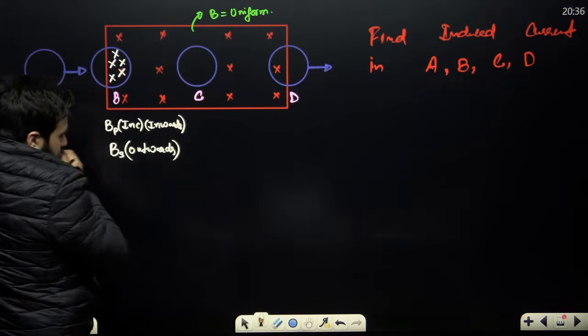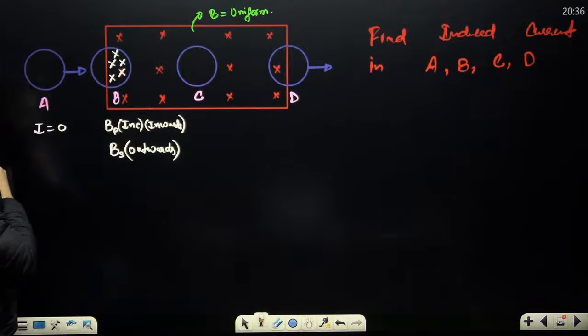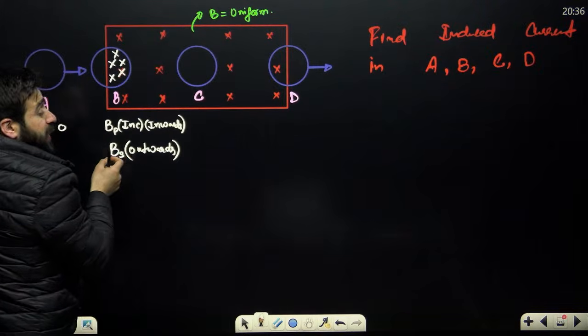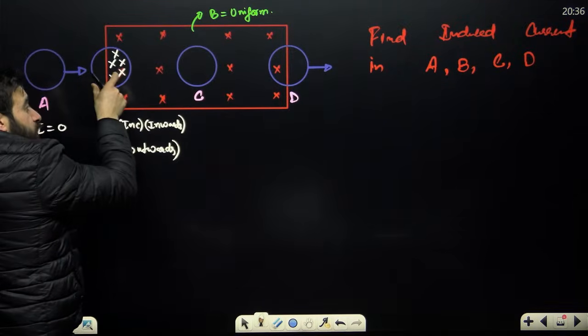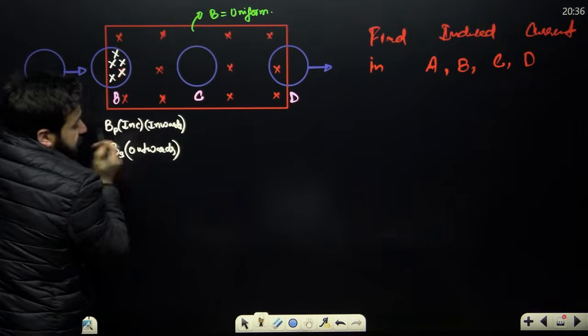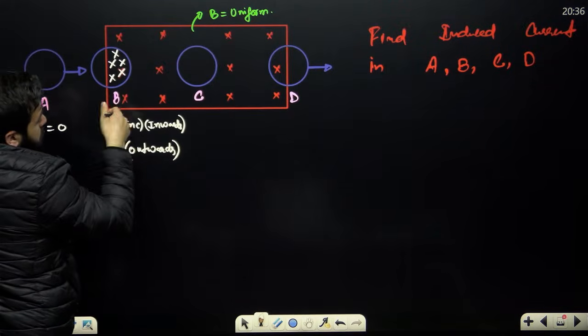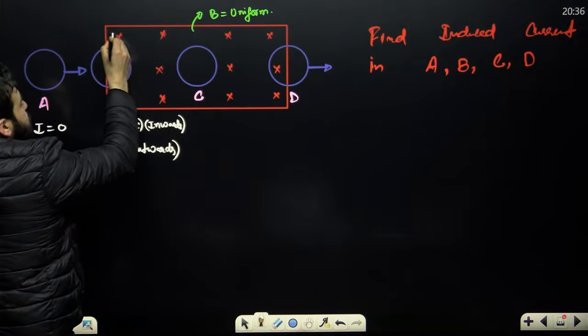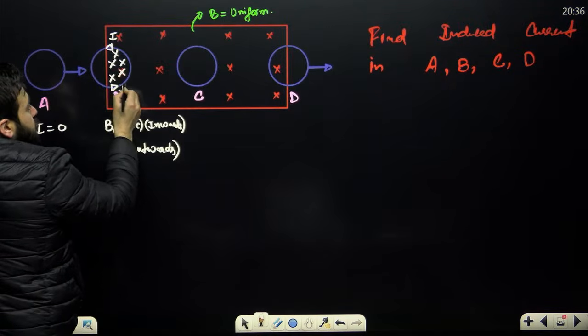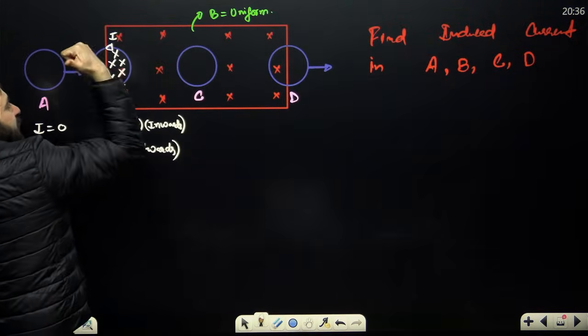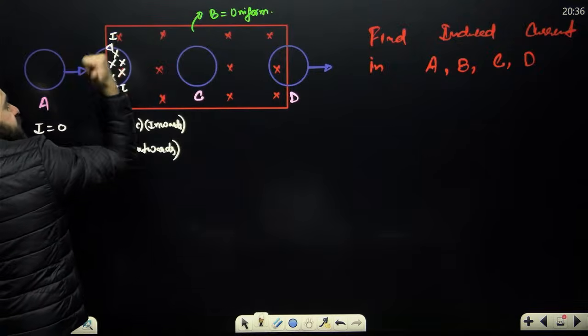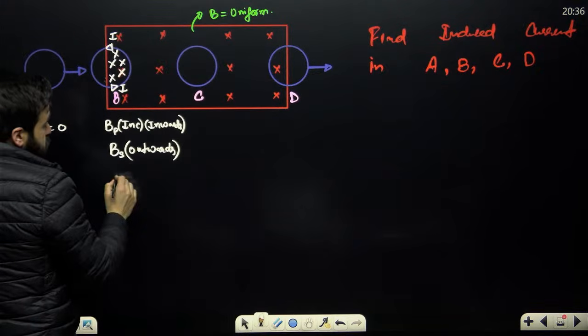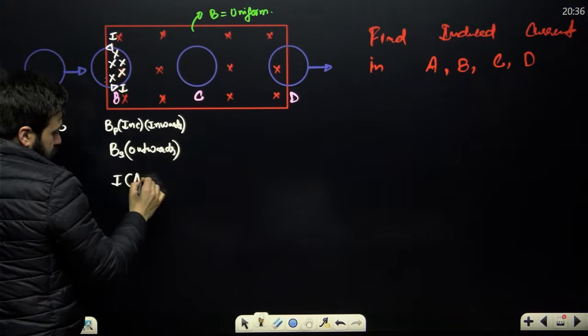Because primary magnetic field is increasing. And this B secondary is being produced by the current which was induced by the primary magnetic field. So due to this primary magnetic field, current is induced, and that current will be anticlockwise. Because of this anticlockwise current, secondary magnetic field will be outwards. So current here is anticlockwise.